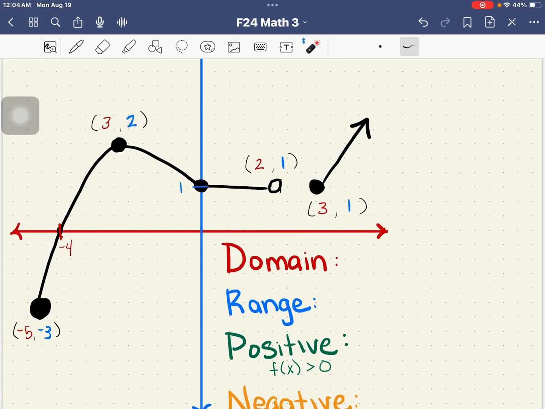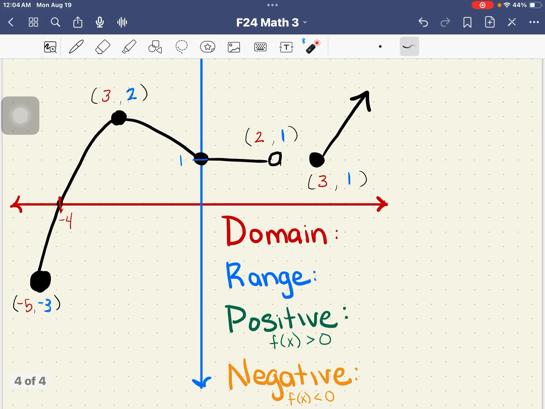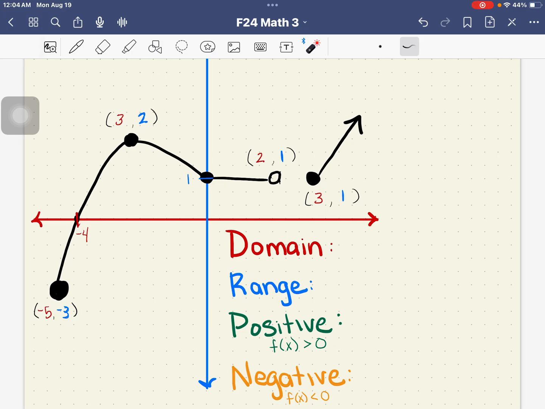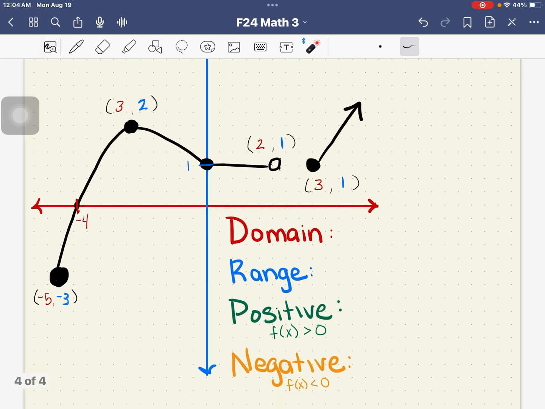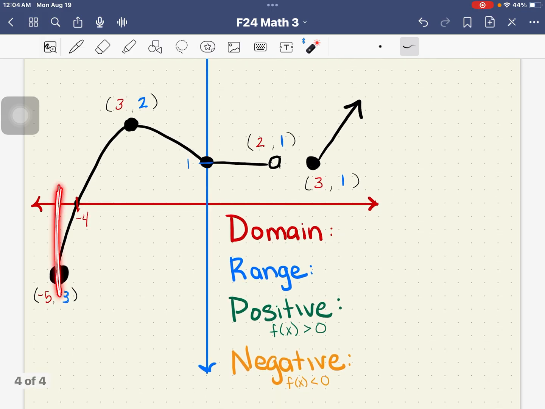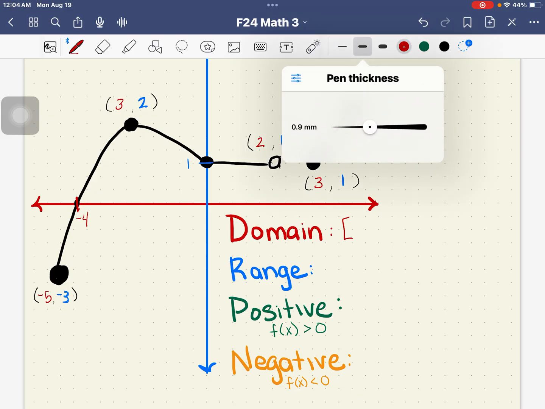All right, so we have this graph here that has quite a bit going on. We're going to go through and just quickly review domain, range, positive, and negative. So remember, domain is your x values, and we read from left to right. So we're looking at the furthest left here, and that x value is -5. It is a closed circle right there, so we're going to use bracket -5.